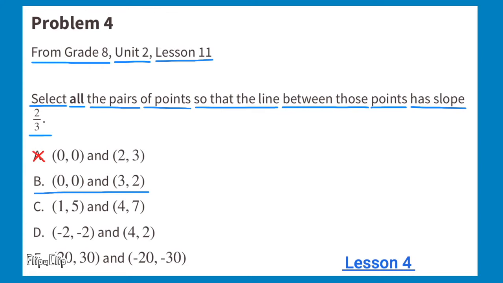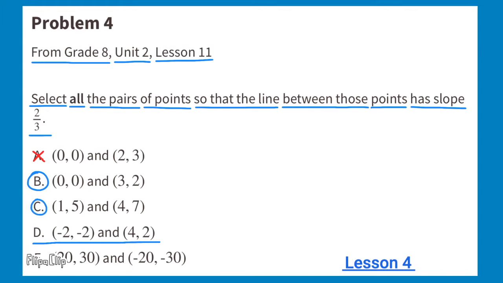B. (0, 0) and (3, 2). So we have 2 minus 0 over 3 minus 0. That would be 2/3. So B qualifies. C. Coordinates (1, 3) and (4, 7). That would be 7 minus 5 over 4 minus 1. That's 2/3, so that would work.